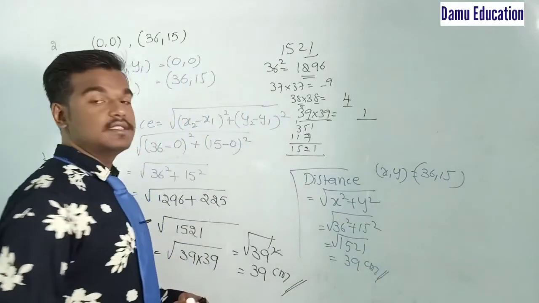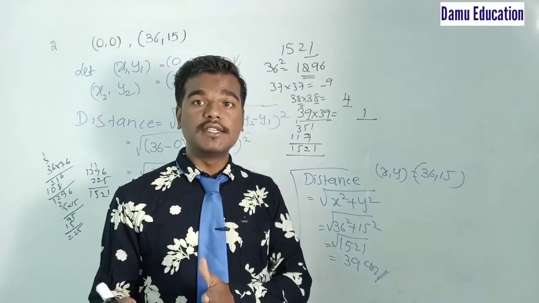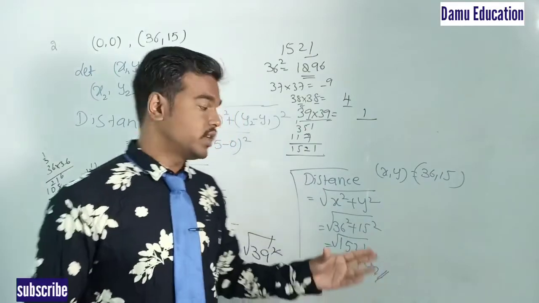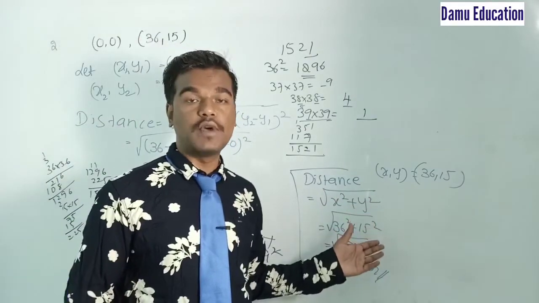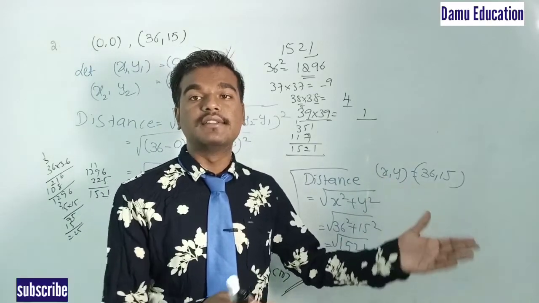So this is another method. If another coordinate is 0 comma 0, then you can directly take x and y, that is square root of x square plus y square. In that place we can substitute the given coordinates. Like this we have to find it.